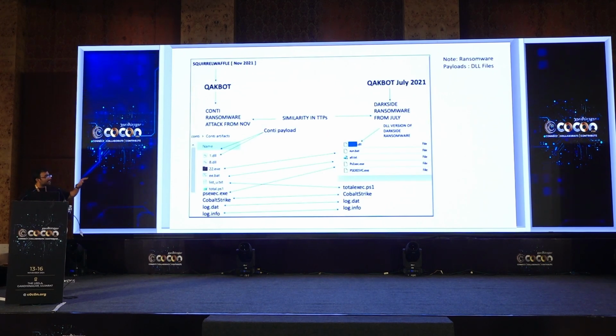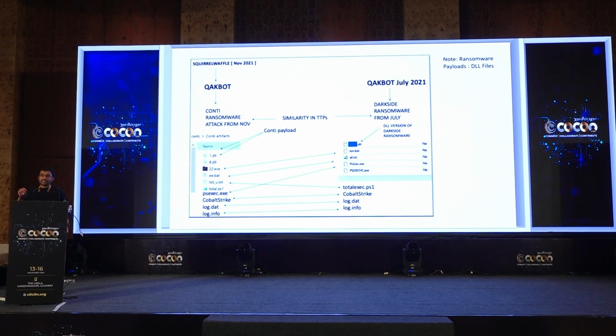Here is an evidence I will show you. Squirrelwaffle, which I blogged about and showed you before, in the month of November 2021 helped serve QuackBot. Squirrelwaffle came through an email attachment that served QuackBot. After a couple of minutes, QuackBot led to Conti ransomware. This happened in November 2021. And in the Conti infection, you can see these files getting dropped. You see that there are DLLs, those are the payloads.